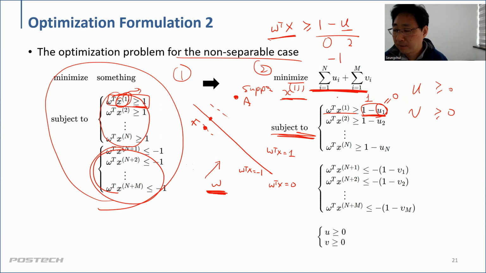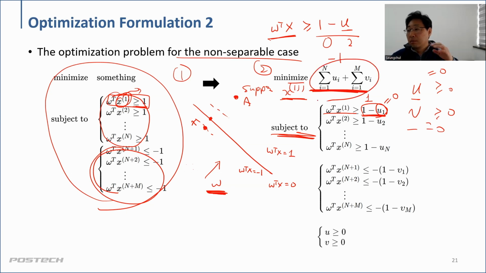So the idea is that for all the data points, if they're linearly separable, all the U's are going to be set equal to zero, and all the V's are going to be set equal to zero, because we have this kind of objective function. Minimize that.